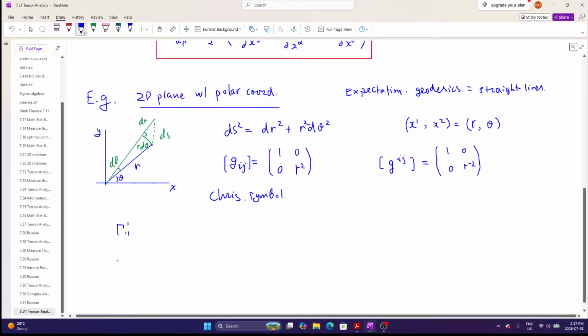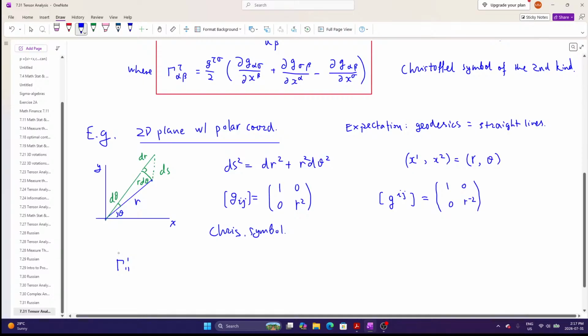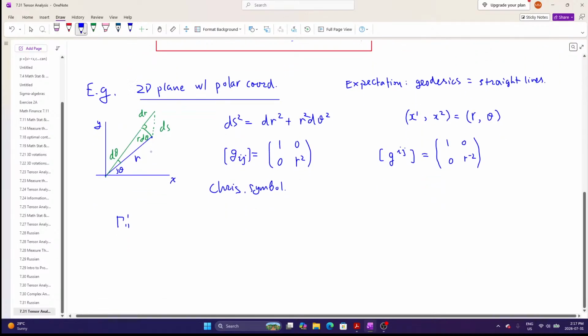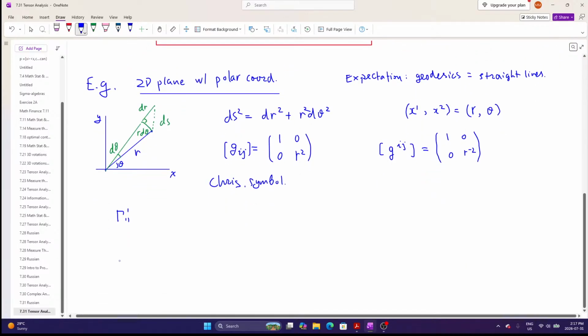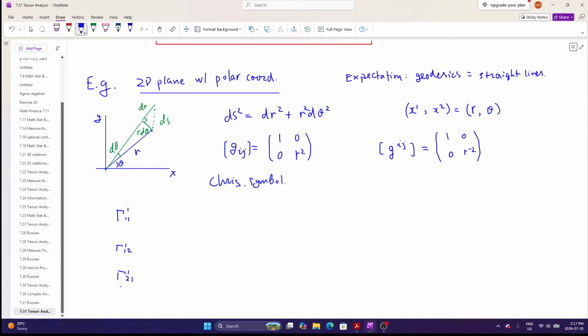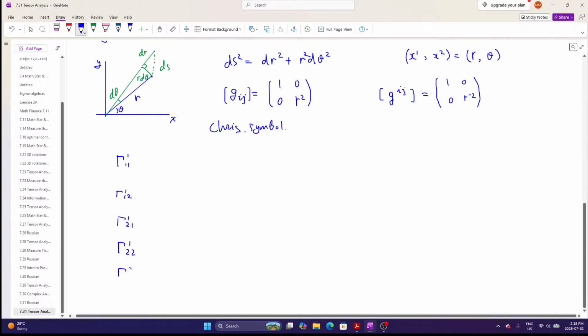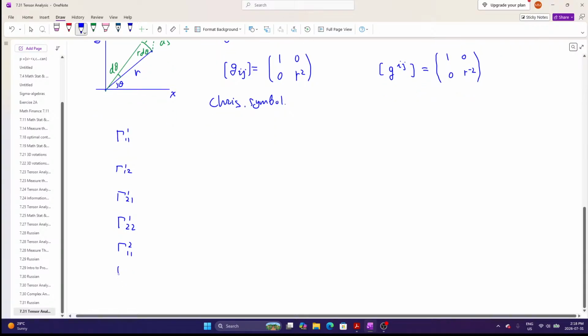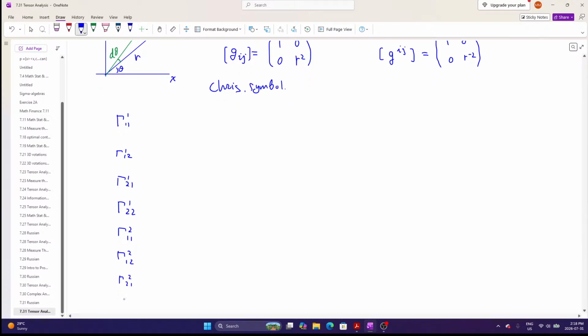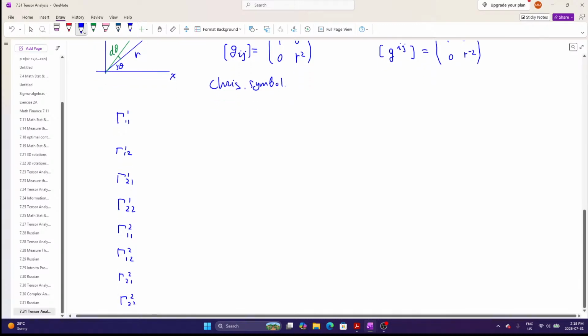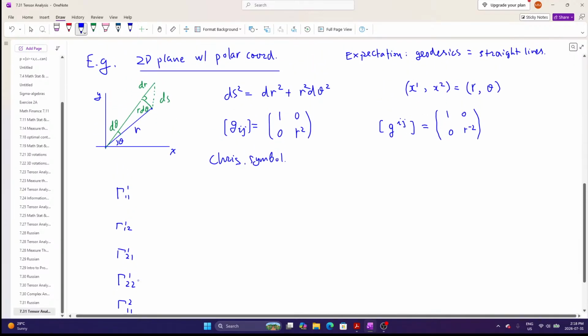What I'm saying is there should be 8 numbers. There should be 8 numbers because each index has 2 values, 1 and 2, or r or theta. So 2 times 2 times 2 is 8. Gamma 1 1 1, gamma 1 1 2, gamma 1 2 1, gamma 1 2 2. Okay, and now you have gamma 2 1 1, gamma 2 1 2, gamma 2 2 1, and gamma 2 2 2. Okay, so we need all these values.